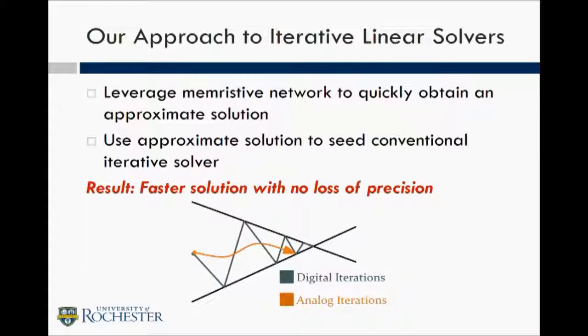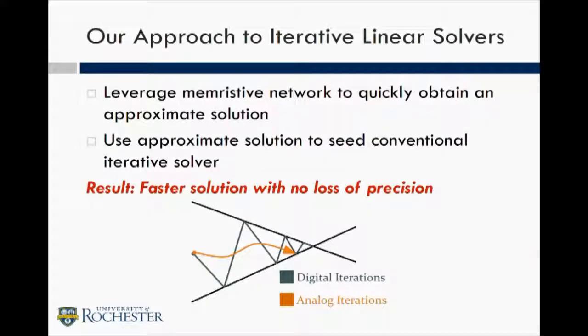So what we're doing is we're taking this analog accelerator, which we are using to quickly query to achieve a very fast and somewhat accurate seed. We're passing it onto a digital machine and computing the rest of the iterations on this digital processor. The end result is that we just skipped over a whole bunch of iterations and we're faster, but the end result is just as accurate as purely digital.